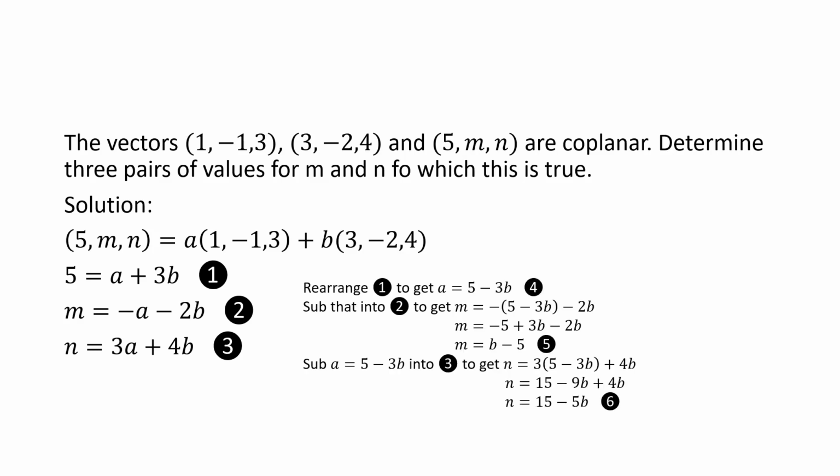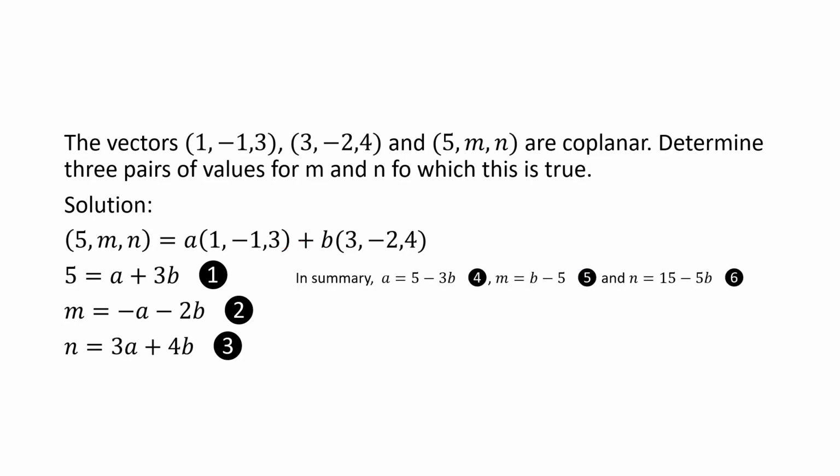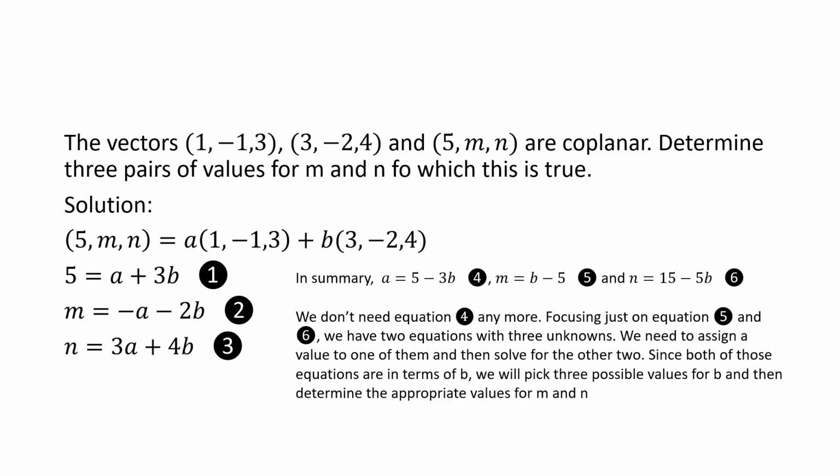We're going to do a little bit of algebra first. We're going to rearrange equation 1 to get a equals 5 minus 3b. Now we're going to sub that into equation 2, and we get m is equal to b minus 5. And we sub that into equation 3, and we get n is equal to 15 minus 5b. In summary, a is 5 minus 3b, m is b minus 5, and n is 15 minus 5b. We don't need equation 4 anymore.